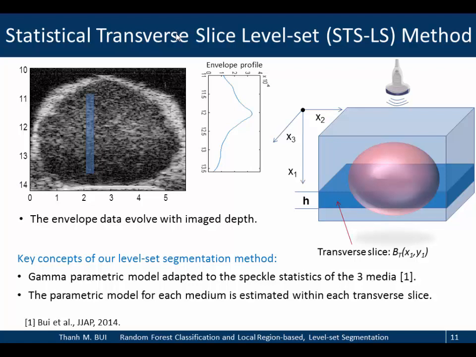For each medium, we use the gamma distribution to model the intensity. The gamma distribution parameters were estimated for each medium within the transverse slide. So we consider that the data in each transverse slide are relatively homogeneous.